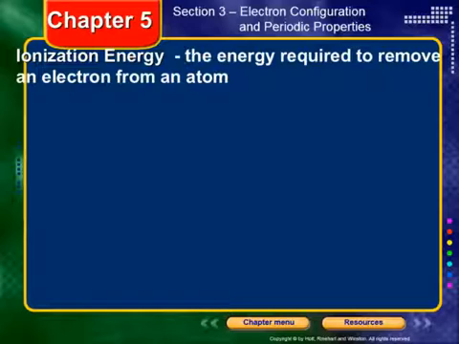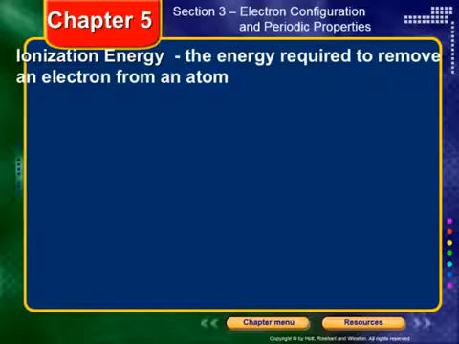To finish up the last lecture, we talked about ions and what an ion is: the gaining or losing of electrons, giving an atom a negative or positive charge. Ionization energy is a trend that we need to deal with. Ionization energy is the energy that is required to remove an electron from an atom.